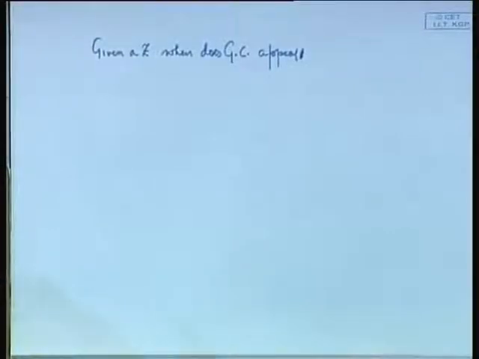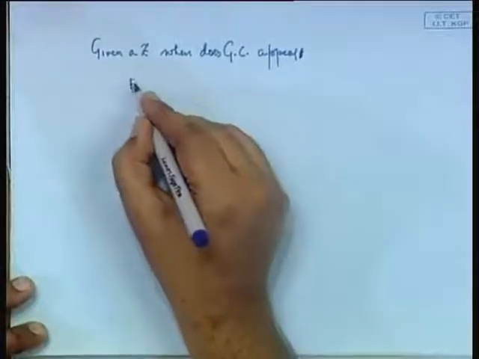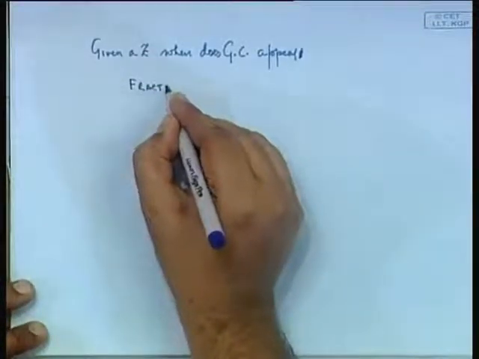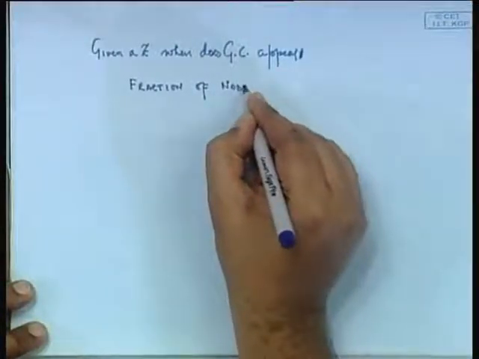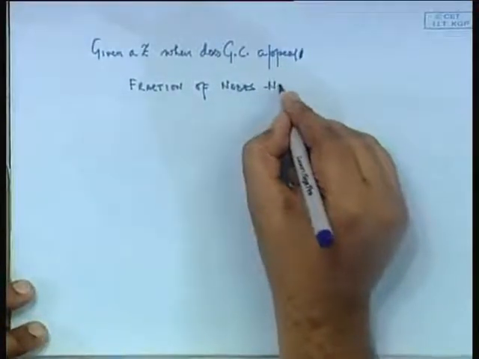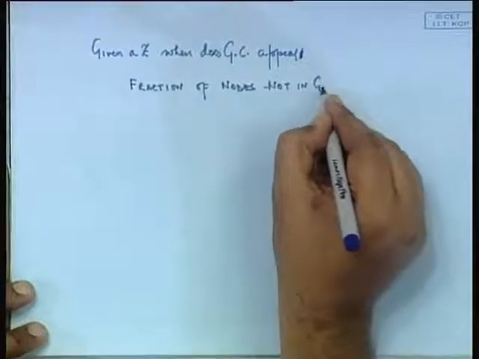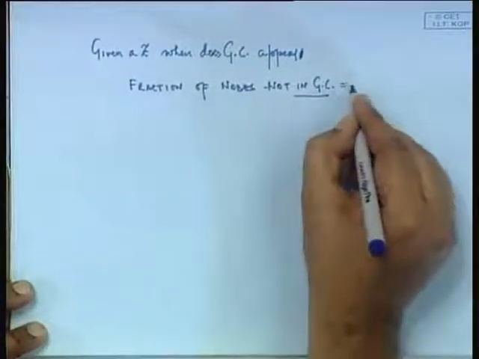Okay, the question is clear. So, now let us think that the fraction of nodes not in the giant component is u.